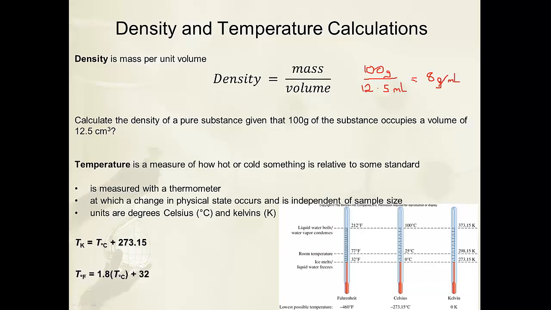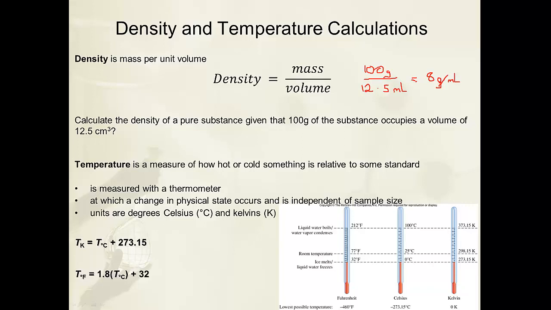acceptable answers. Okay, so calculate the density of a pure substance given that 100 grams of the substance occupies a volume of 12.5 centimeters cubed. 100 divided by 12.5 gives us 8 grams per milliliter, or 8 grams per cubic centimeter, however you like to express that. You do have to give the units though whenever you give an answer, of any kind.